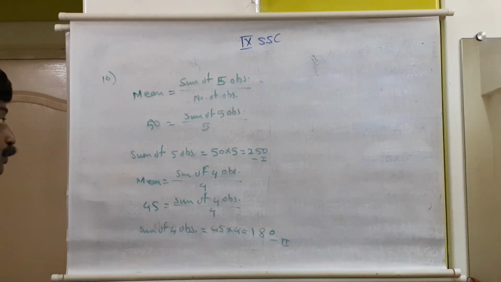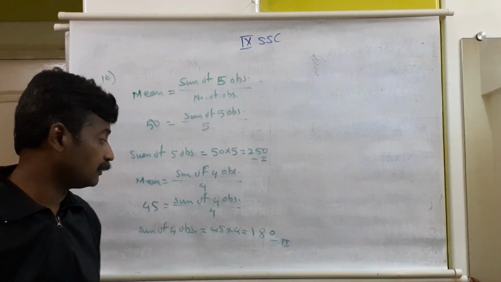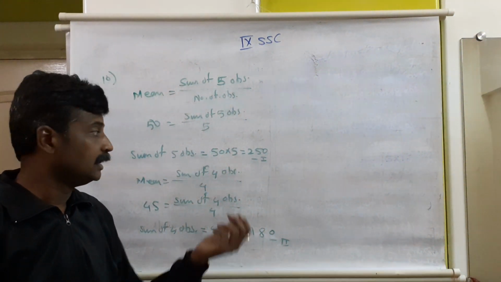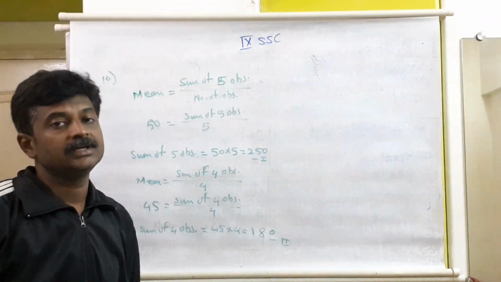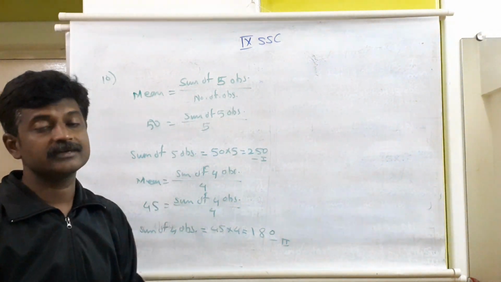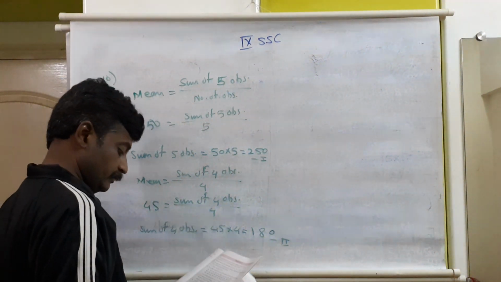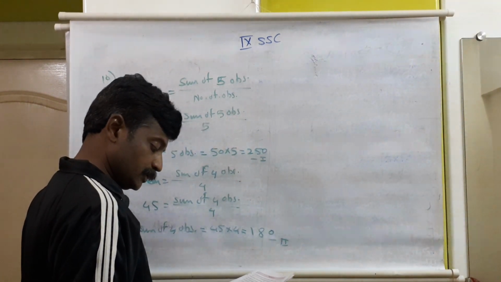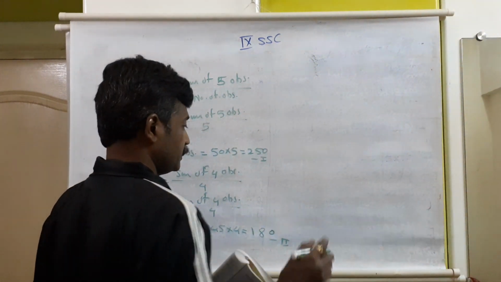Equation number 2. Sum of 5 observations 250, sum of 4 observations 180. The difference between these both is nothing but the observation which is removed, which will be our solution. Here the question is: find the observation which was removed.